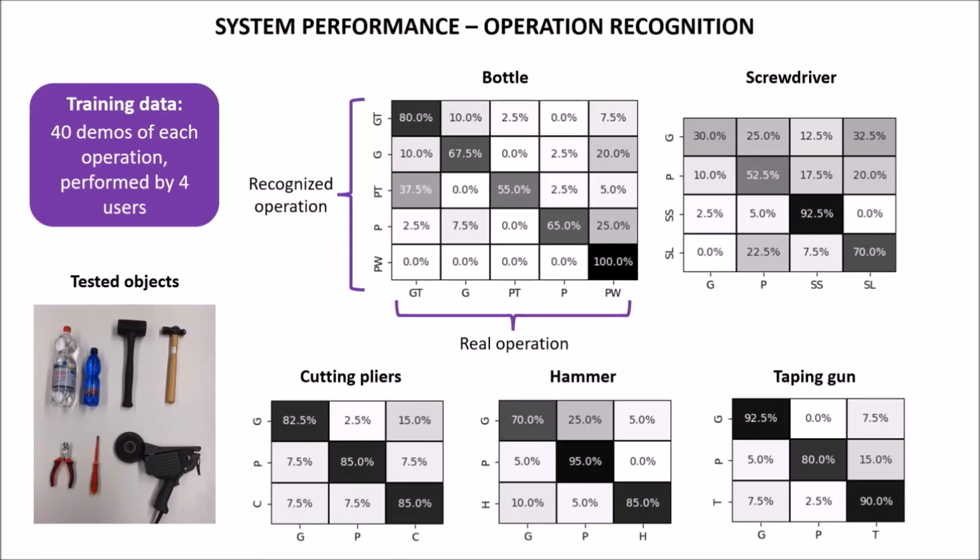The system was tested for 5 different objects: bottles, hammers, a taping gun, a screwdriver, and cutting pliers. Here we can see the performance of the operation recognition for each object after training the system with 40 demonstrations of each operation, which were performed by 4 users. The results were very good for the bottle, cutting pliers, hammer, and taping gun, with an average recognition of 80%. However, for the screwdriver, there were problems for recognizing 2 of its operations, as they are very similar and the data captured by the utilized sensors is not enough to differentiate them.